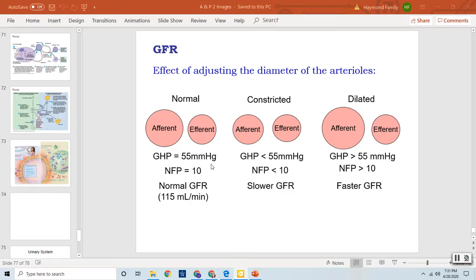So this shows you under normal circumstances, you have a net filtration pressure of about 10. But if you start to constrict the afferent, see how the efferent is the same in all these scenarios? Then it's going to be less than 10. You're going to get a slower rate of filtration. If you dilate that afferent arteriole, then you're going to get a greater net pressure and therefore a faster rate.